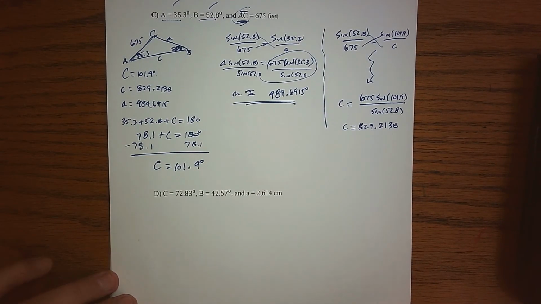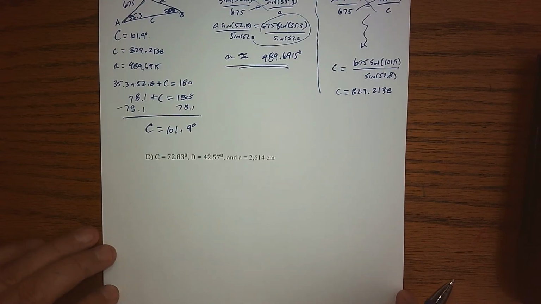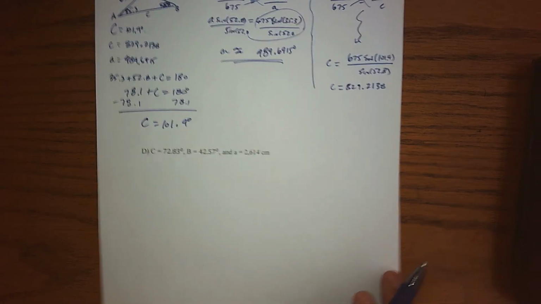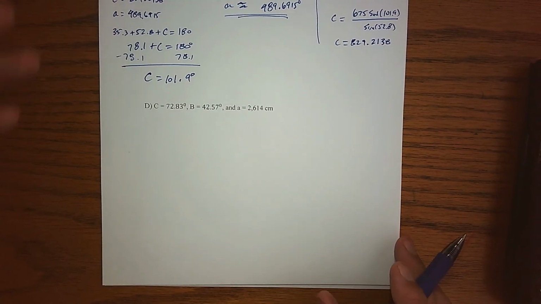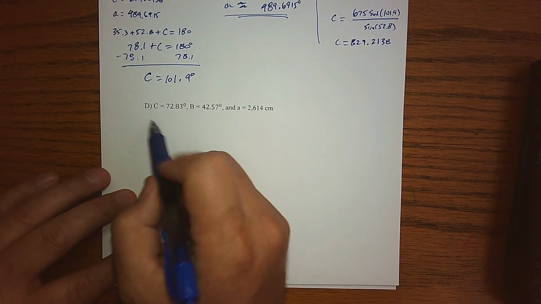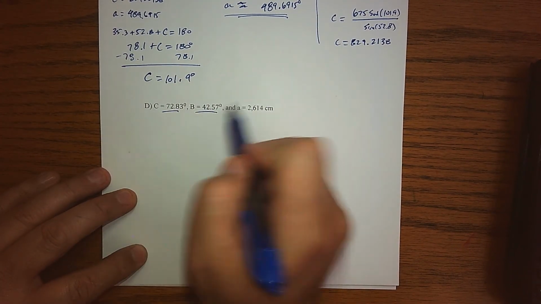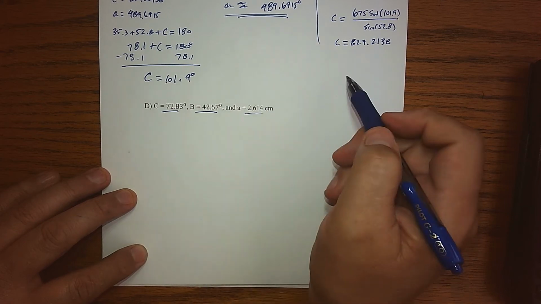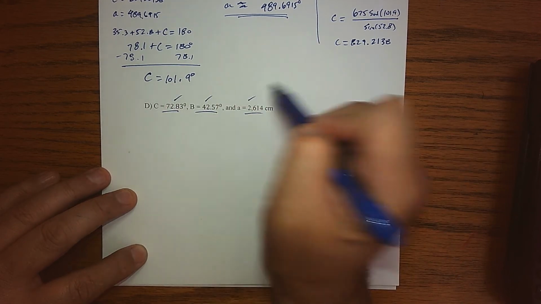Okay, so I'll rush the next one. The work's pretty much the same. So again, we have 72.83, 42.57, and then a side A. So we have an angle, and a side.